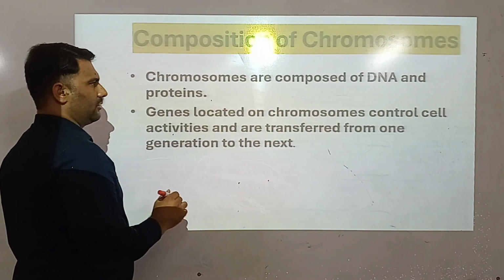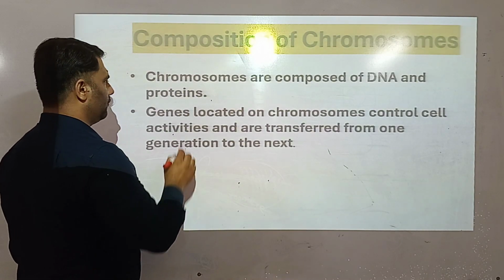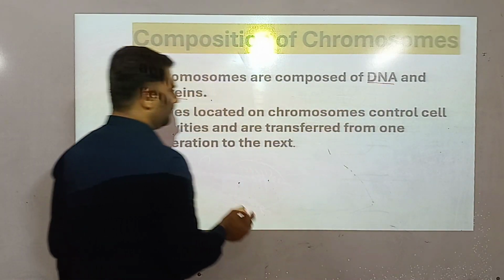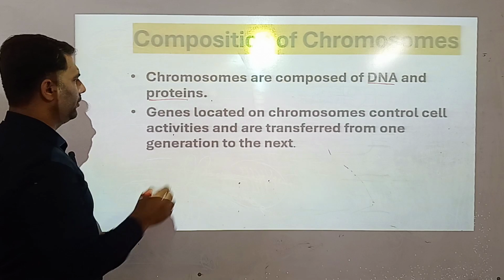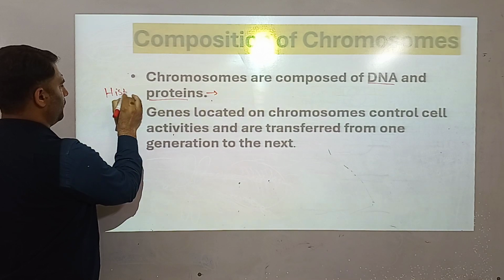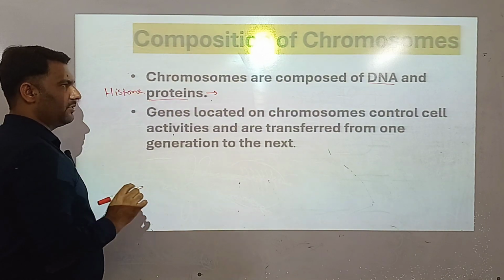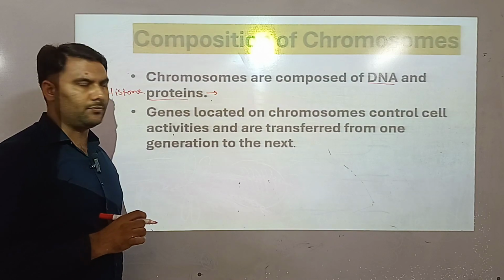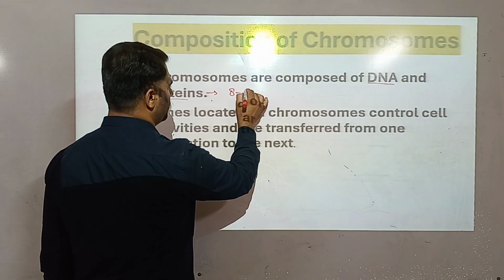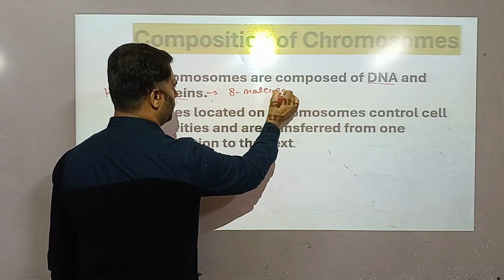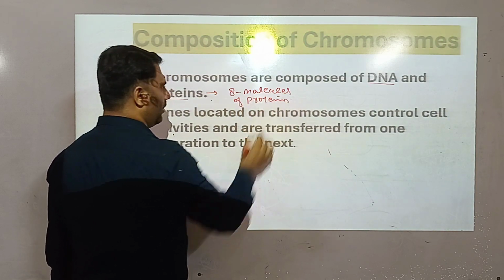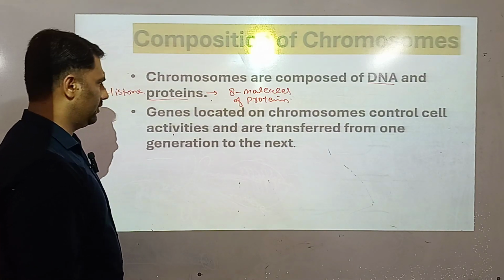Composition of chromosome: actually the chromosome is composed of two things. First one is the protein and DNA. The protein present in the chromosome is known as histone protein, and these are 8 molecules of proteins. And also the DNA, this structure is actually in this form.